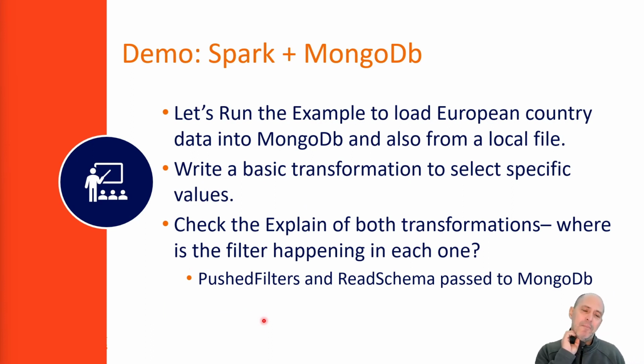We will load that European country data into MongoDB. As you also saw, there's an example of that, but now we'll look at it. And then we'll write some basic transformations and look at the explain so that you can see that the filter is happening in Mongo and not in Spark. And this is what that pass-through filter is all about.